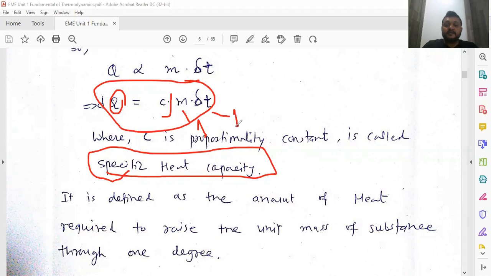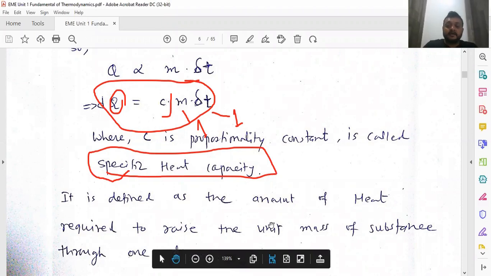So temperature difference is say 1 degree, and mass is say 1 gram or 1 kilogram. So Q is equal to C. So it is defined as the amount of heat Q required to raise the unit mass, unit mass means M is equal to 1, of the substance through 1 degree, through 1 degree means delta T is equal to 1. So if you keep M equal to 1 and delta T equal to 1, then Q becomes C.